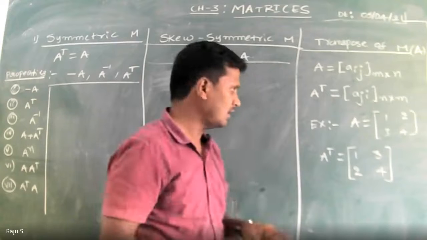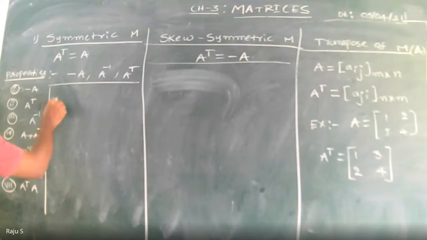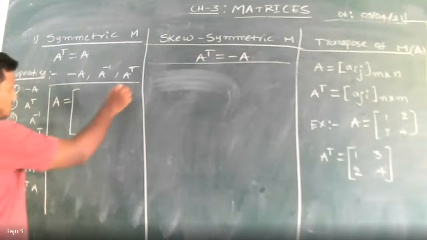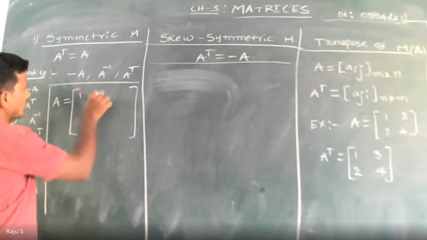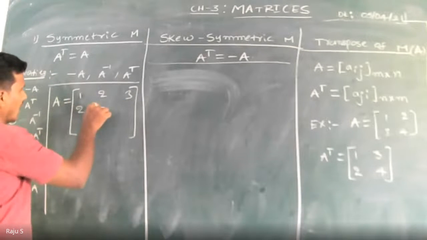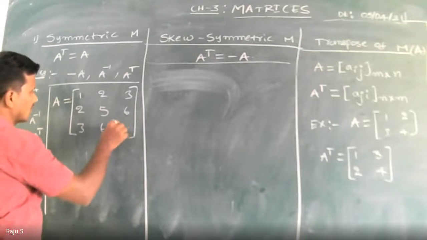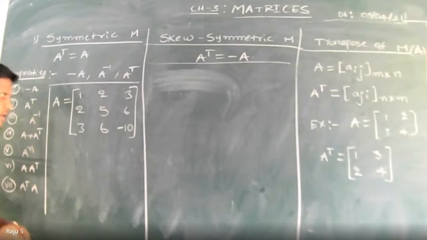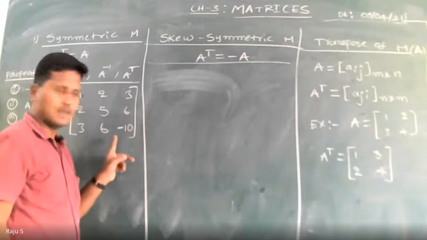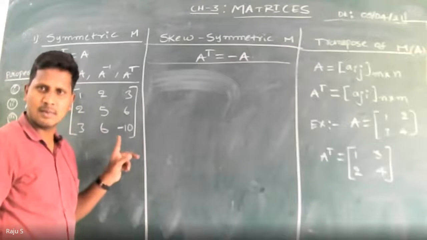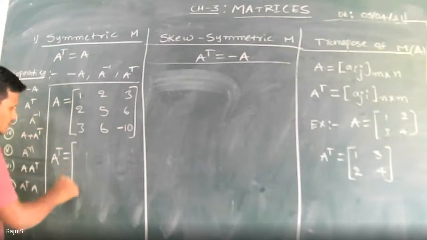So, okay, right. Now, let me take another example, a 3 by 3 matrix. I'm taking a simple example: 1, 2, 3, and 2, 5, 6, and 3, 6, minus 10. Clearly I am taking a 3 by 3 matrix. Then can anyone tell what the transpose of this matrix is?